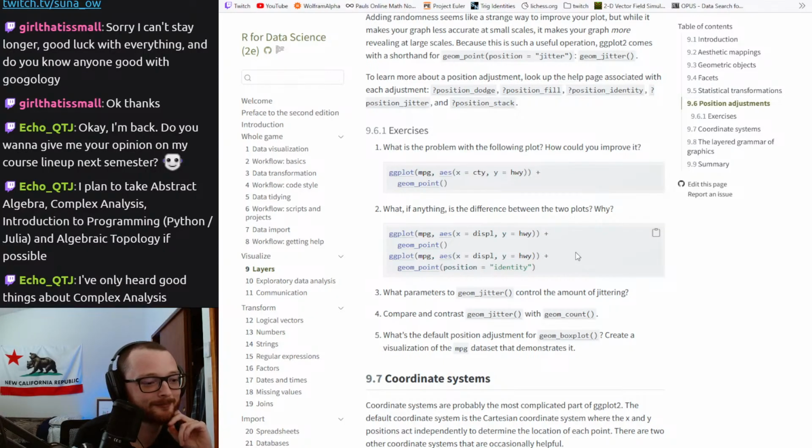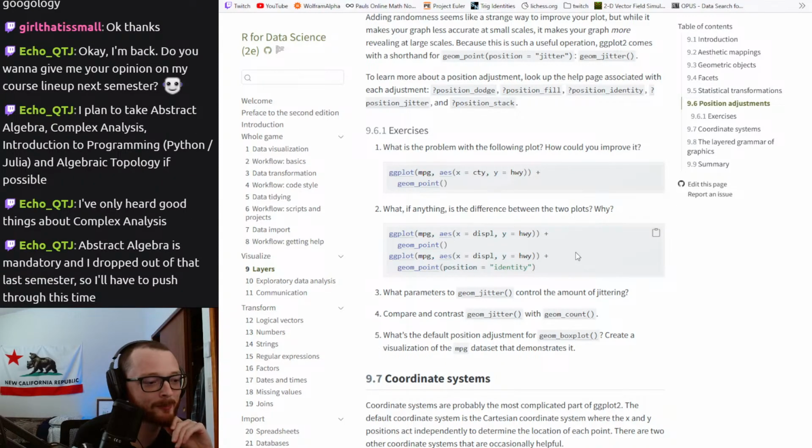But yeah, those all sound like great courses to take if you're interested in them. Abstract algebra and algebraic topology would be a nightmare for me probably, because I'm also imagining that those are not going to be easy versions of that class either, from what I've heard so far about your university. Abstract algebra was mandatory and you dropped out of that last semester. You have to push through this time. It's not easy stuff. They can really grill you with some of those proofs.